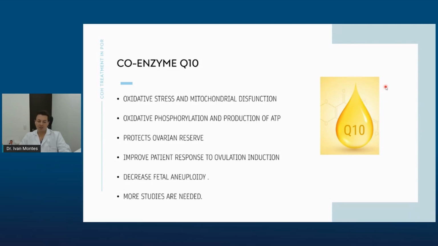The CoQ10 antioxidant is a lipid-soluble coenzyme that is obligatory in the inner mitochondrial membrane and enables the transport in the mitochondria and helps the oxidative phosphorylation. It is also important for the production of ATP. And preclinical studies in animals have suggested that this can help protect the ovarian reserve.